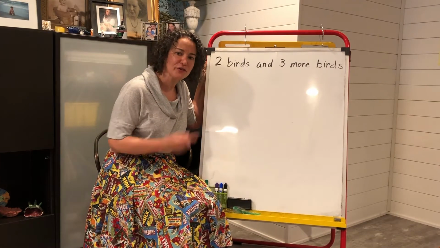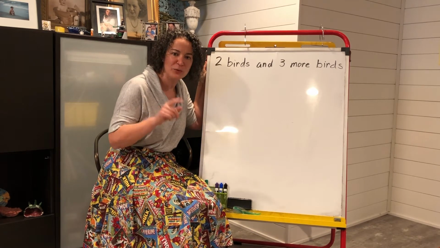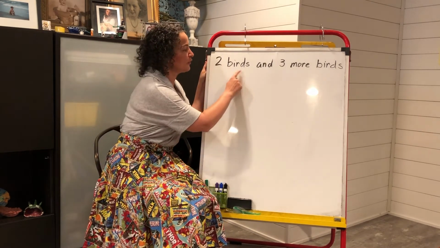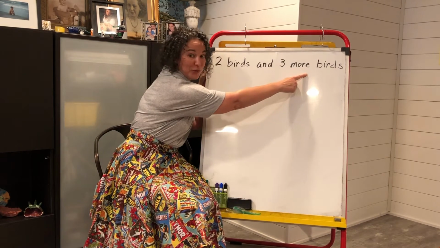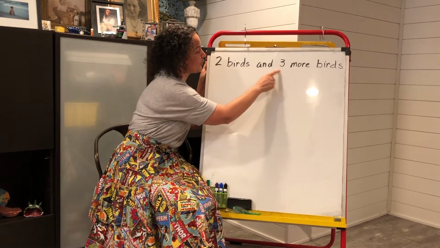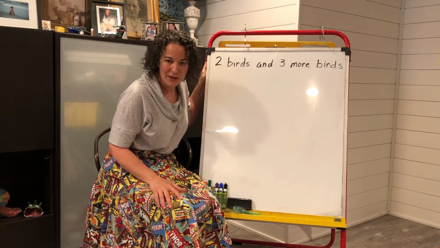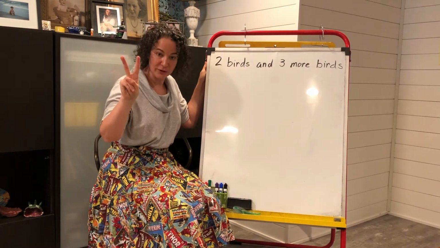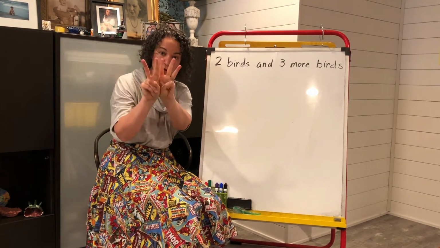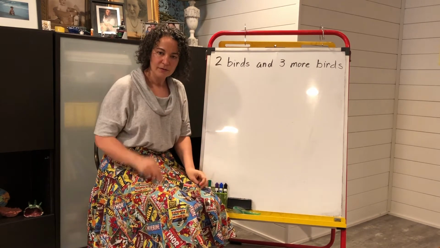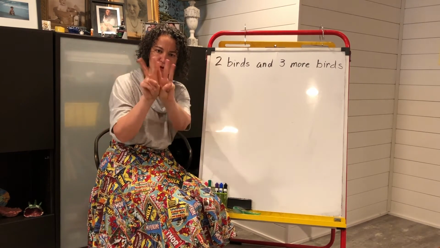All right, my friends, here's our second problem. Let me read it the first time and then you help me the second time. 2 birds and 3 more birds. Read it with me, my friends. 2 birds and 3 more birds. So my friends, we got to figure out what happens when we have 2 birds and then 3 more birds join them.